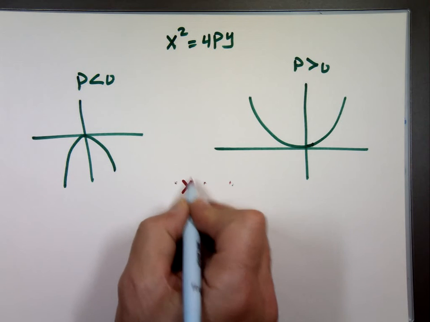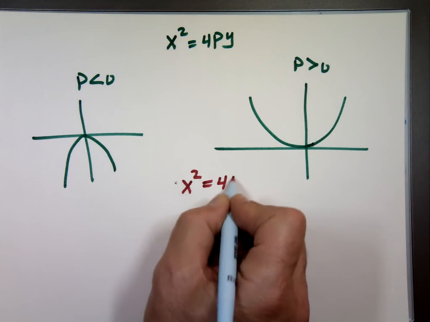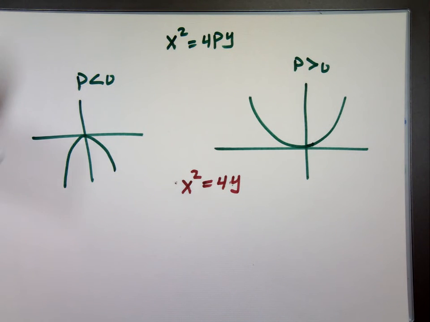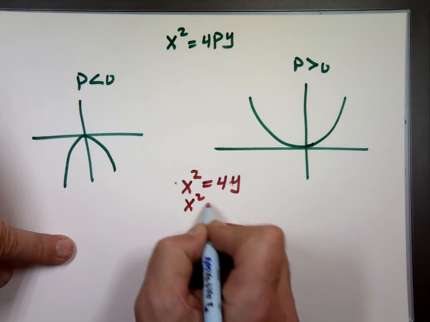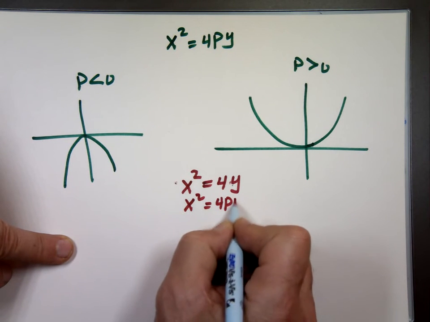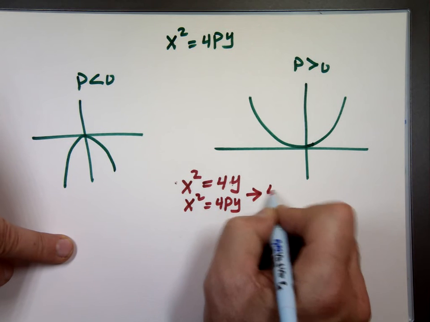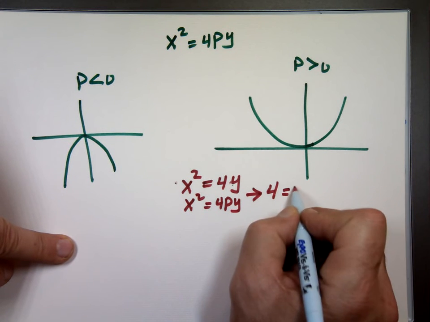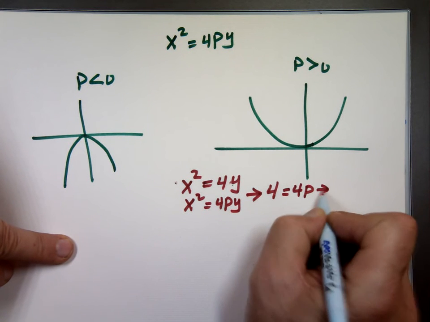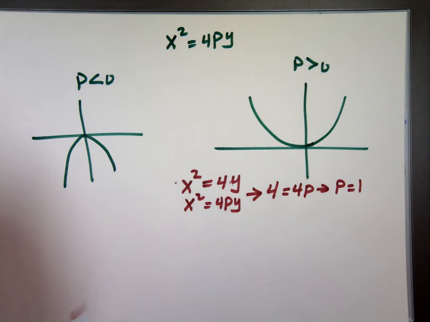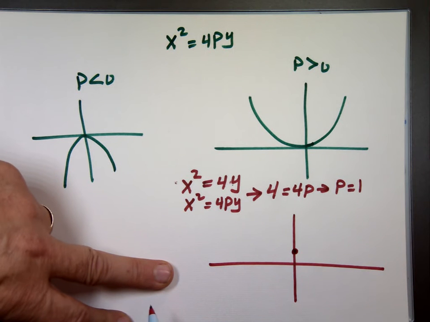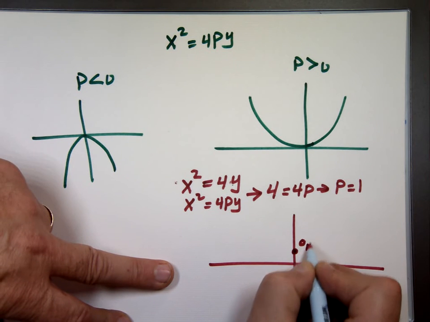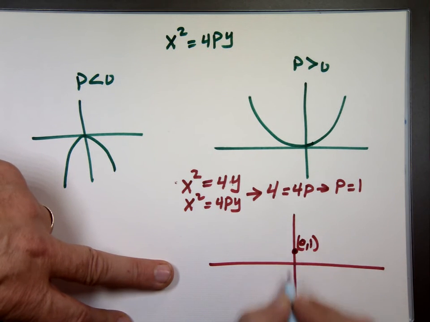X squared equals 4y. The standard form, x squared equals 4py. 4 equals what? 4p, what's p equal to? So it's opening upward. This is the focal point. What's the coordinate for that? 0, 1, right? X is 0, y is 1. It's 1 unit straight up.